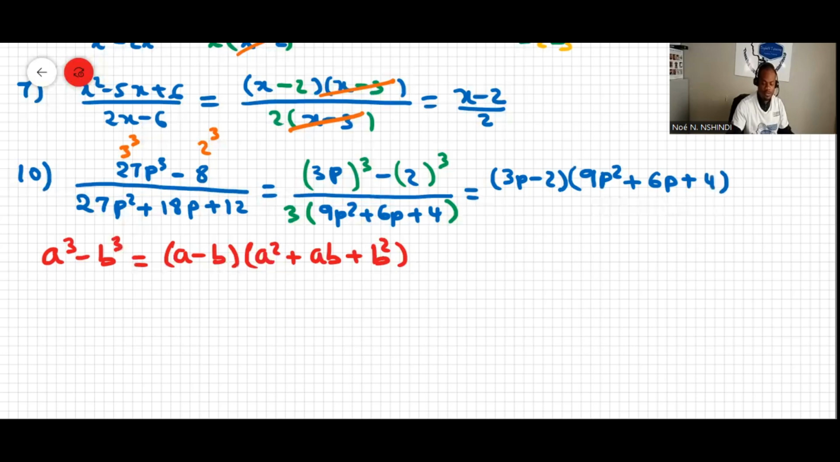Now notice that this numerator is the same as that numerator, so that's why I won't factorize this one. If you try, you won't get the factors because it's a prime expression. So 9p squared plus 6p plus 4 there. Now you notice that this can be simplified with that, and then the answer will be 3p minus 2 over 3.